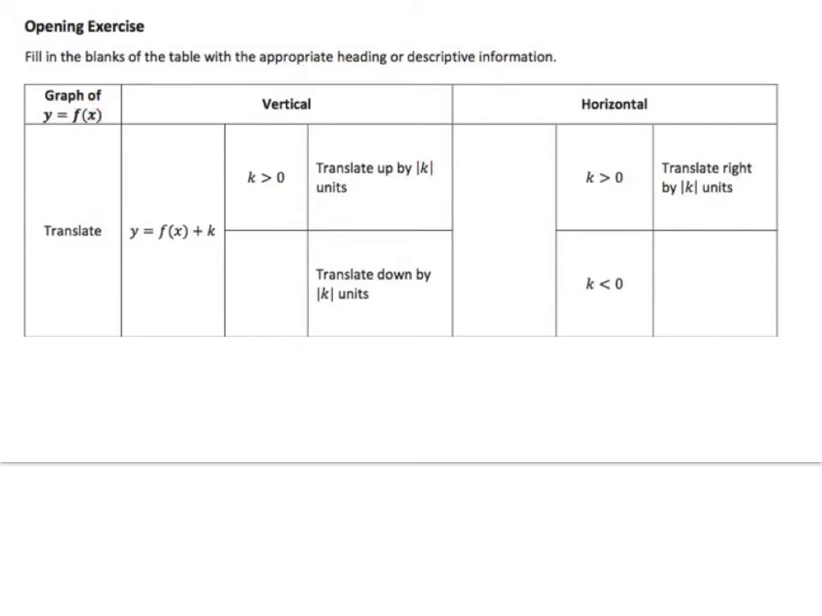We have a function f of x, and the graph is always y equals f of x. So here, if we have y equals f of x plus k, we're translating. When k is greater than 0, we're going to translate up. When k is less than 0, we're going to translate down. That's vertically. And then horizontally, our graph looks like y equals f of x minus k.